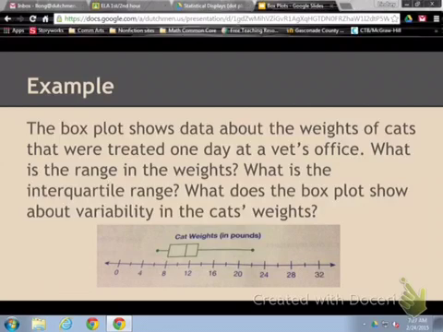What is the range in weights? What is the interquartile range? What does the box plot show about variability in cats' weights? And as you can see, it doesn't give us all the data points in the set of data. It's just giving us the specific ones that we need to show these answers.